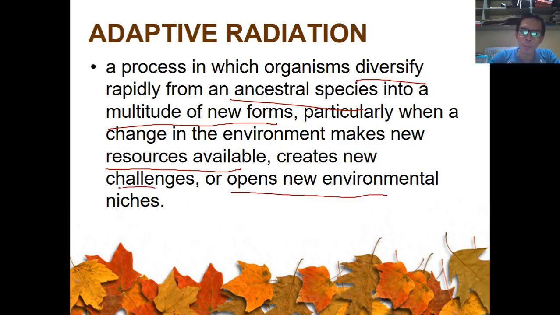So what do we mean by niches? This is the role of the organism in the environment. The more roles an organism has in a particular environment, the more chances of survival that environment can give it. So that is adaptive radiation: it starts from the ancestral species and then gives rise to new ones.